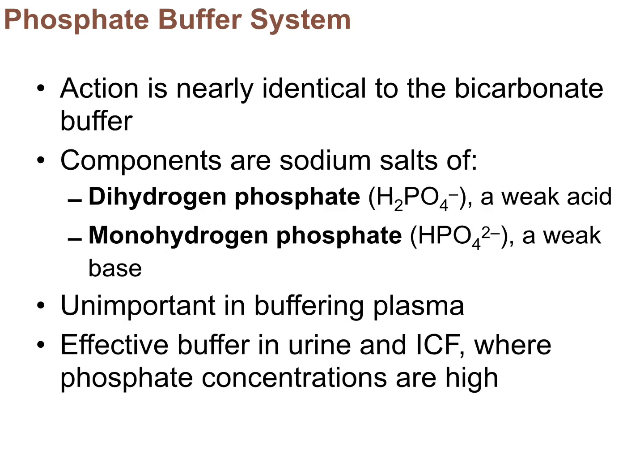Okay, so a second buffer system is the phosphate buffer system. All the buffer systems work identically. They either tie up a hydrogen or they donate a hydrogen. In this, we have different components. We have dihydrogen phosphate, which is going to work as the weak acid that will donate a hydrogen. And monohydrogen phosphate will serve as the weak base that can tie up a hydrogen. Now, this is not really found abundantly in the plasma, so it's not really important in buffering plasma. It's going to be important in the urine and mainly in the intracellular fluid where phosphate concentrations are high.